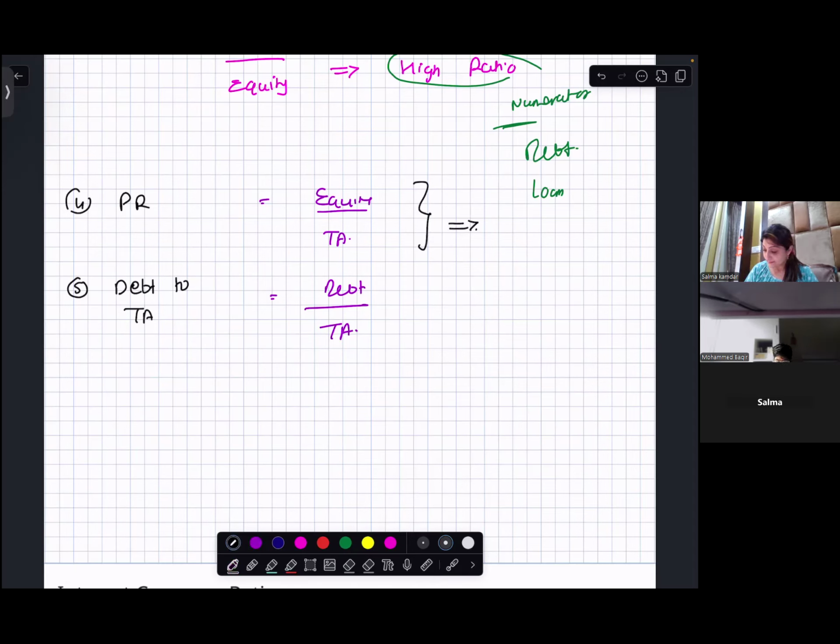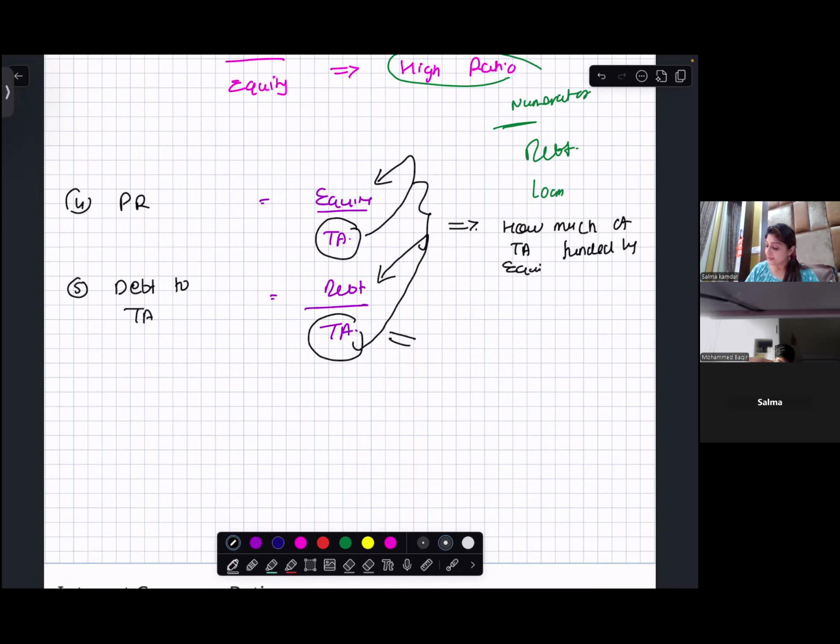Of your total assets, how much is funded by equity? And here, how much of your total assets is funded by debt? The proprietary ratio tells you how much of the total assets is funded by equity, and this one will tell you how much of the total assets is funded by debt.